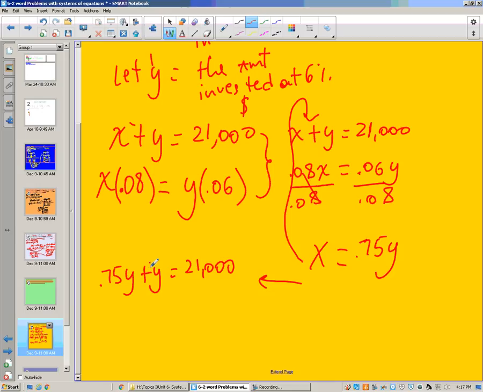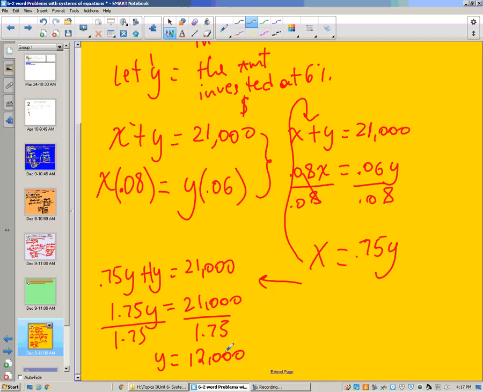So there's a 1 in front here. Combining like terms, 1.75y is 21,000. And then I divide each side by 1.75, and I'm left with 12,000. So that is the investment at 6%.